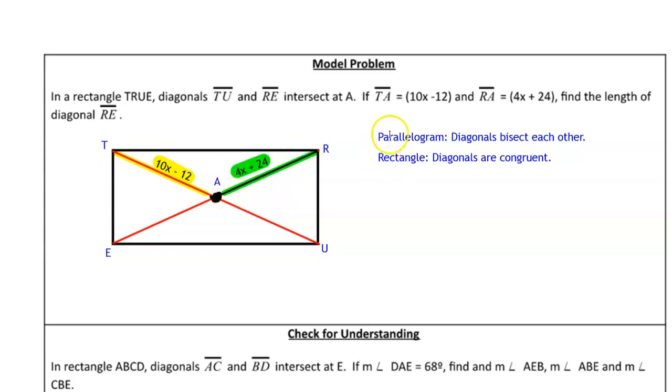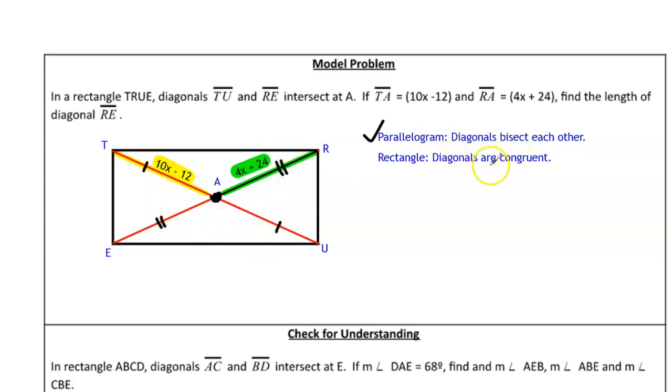In a parallelogram, we know that the diagonals bisect each other. So in other words, I know that this piece here, which is T to A, is the same exact length as from A to U. And I also know that the piece from R to A is the same length as from A to E. Parallelogram means diagonals bisect each other, and they're labeled. In a rectangle, we know the diagonals are congruent. So that means I don't have to worry about doing one hash mark for these guys and two hash marks for these guys.